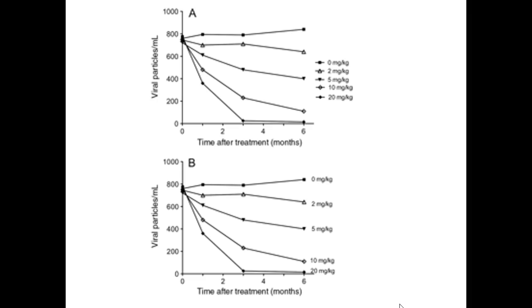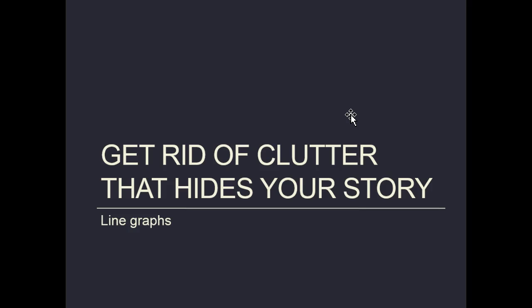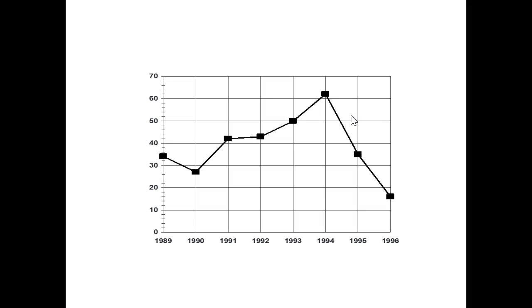Here is another graph. Very hard to figure out the trends here. Again, with some contrast, we can make a much stronger graph. For some reason, I don't have a revised version of that one. With line graphs, again, we want to get rid of non-data ink, anything that hides the story. So try to get rid of busy backgrounds, grid lines.